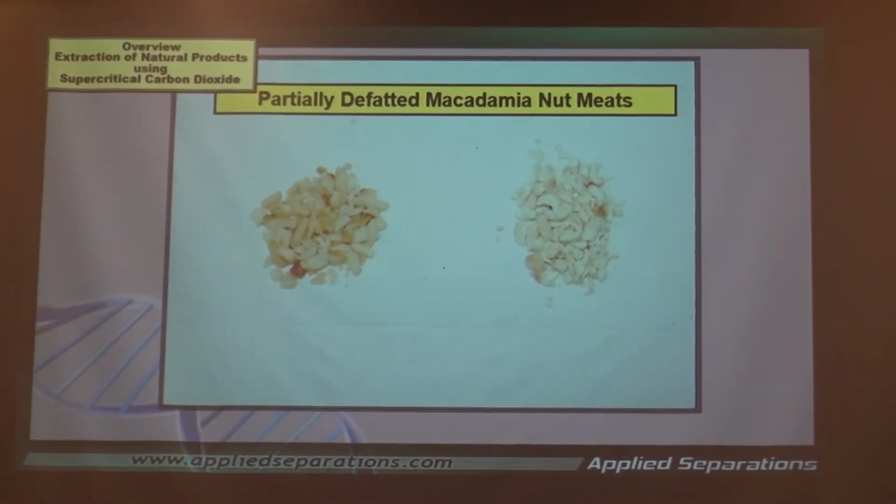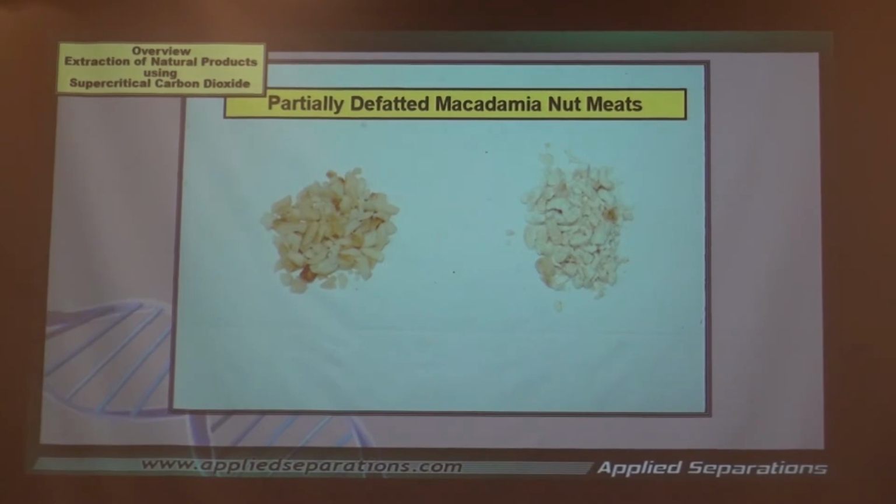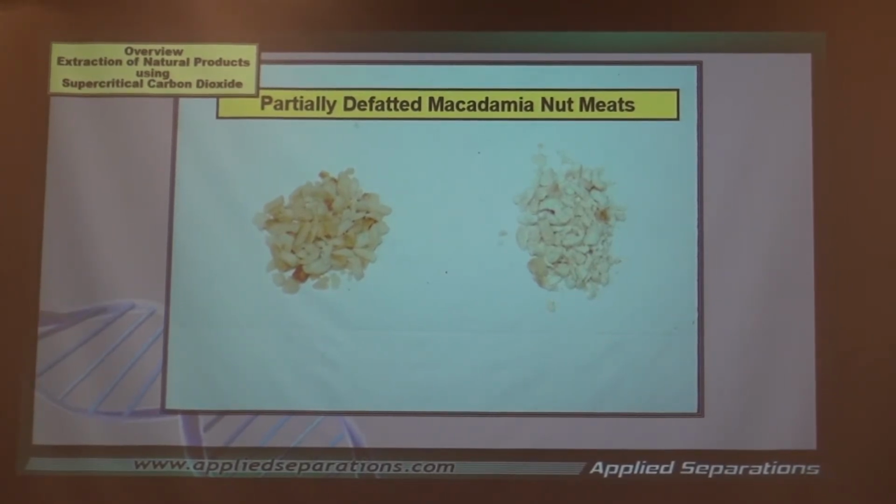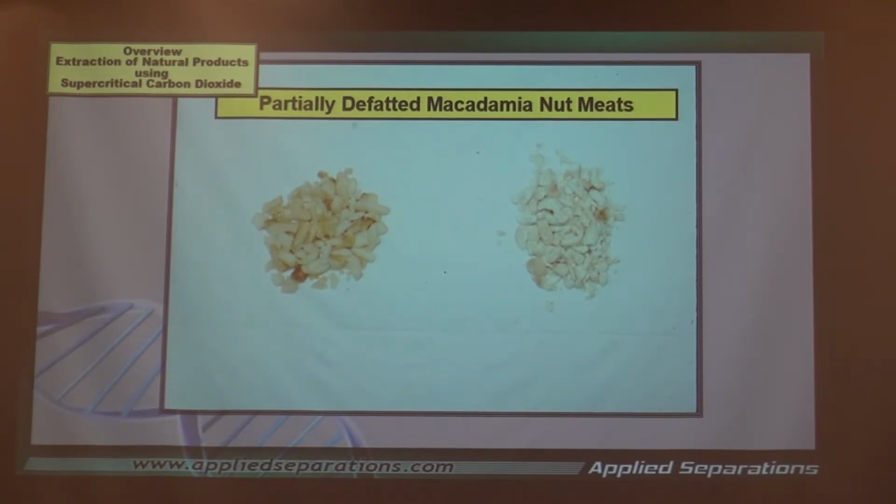Now it's been determined that apparently about 2 or 5% of the population can't tell the difference between the nut with all the oil and the nut with some of the oil removed. So now what the company has been able to do is remove some of the oil and sell it, and then also sell the nut. So now instead of selling all the oil or selling the nut, they're able to sell both and make more money that way. So this is partially defatting. It's a very clever way of doing it.